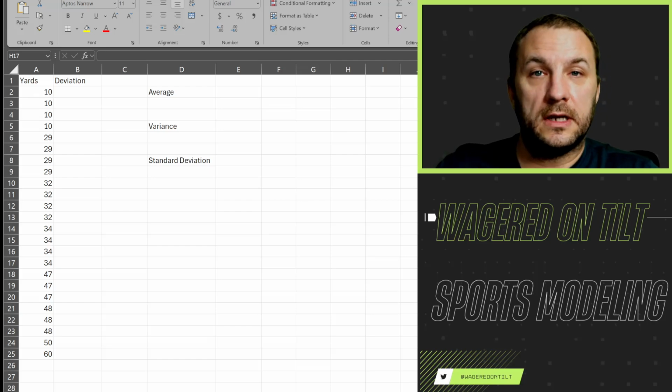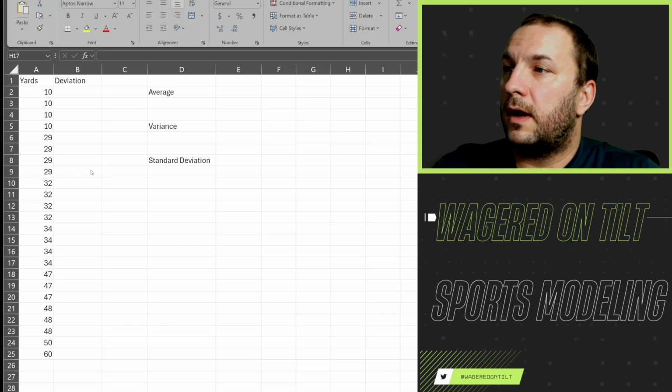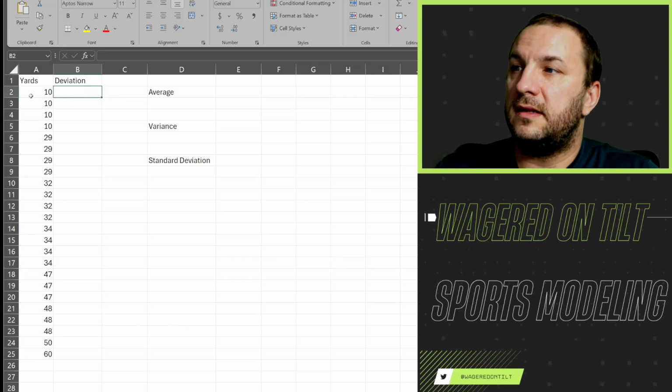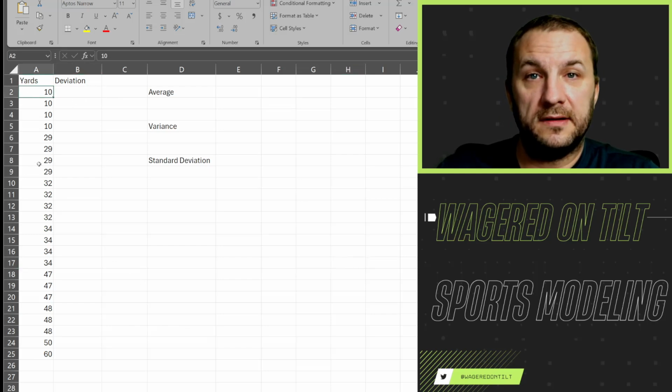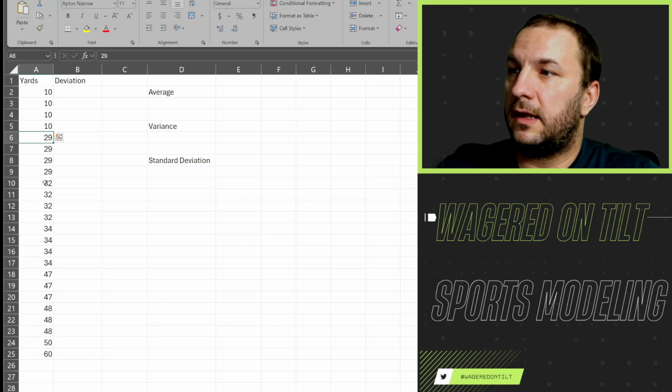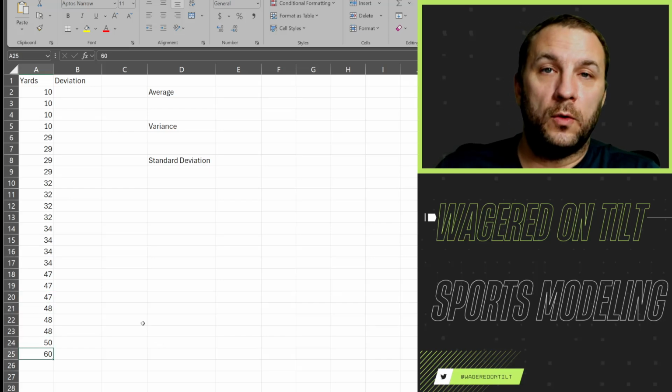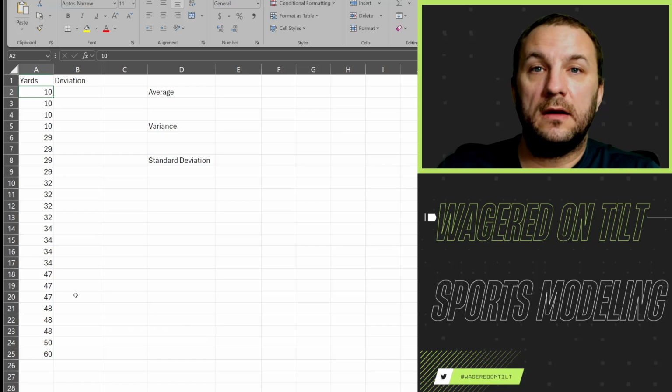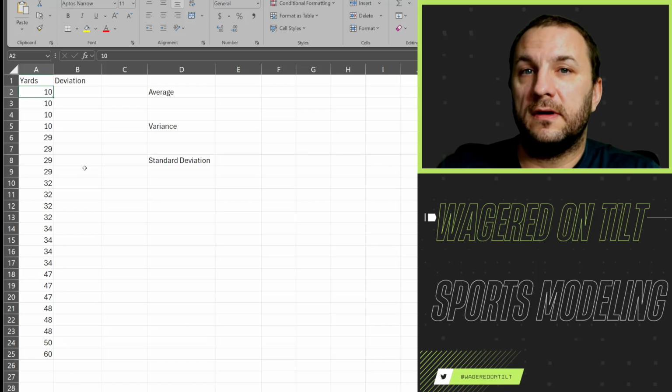So let's first take a look at this. So right here, we want to see what is the deviation of 10 from this data set. So in here, we have a whole bunch of numbers. We have several 10s, some 29s, some 32s, 34s, 47s, 48s, 50s, and a 60. So we want to see how much does this deviate from this data set. So to do that, you'd want to find the difference between this number and the average.